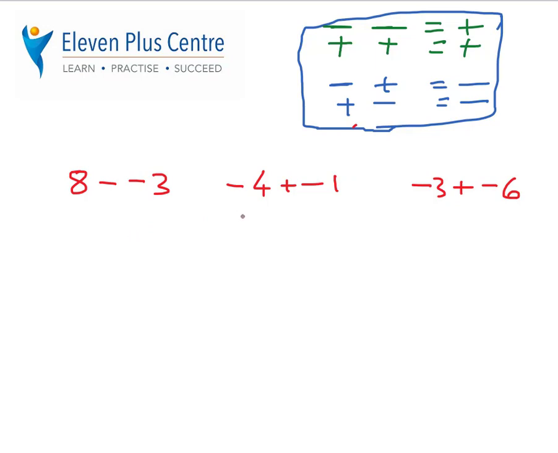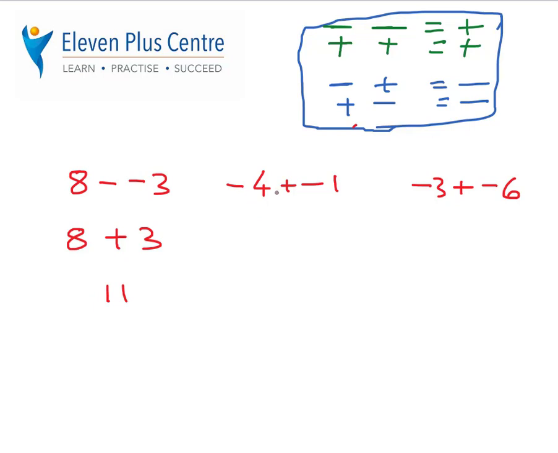Okay, so once you're done, hopefully you finished. Right, so 8 minus minus 3, we're going to rewrite it. That's the first rule, is to rewrite it, but to change the signs in the middle. Just the ones in the middle. So minus and a minus together, look at our rules. Minus and a minus together always make a plus. And we know that 8 plus 3 is 11.